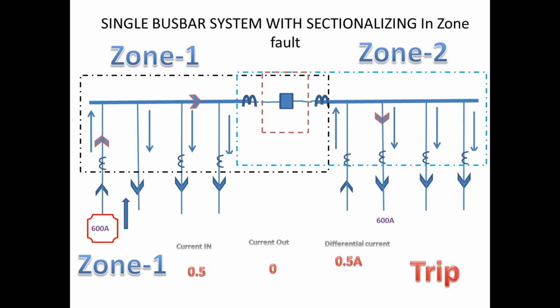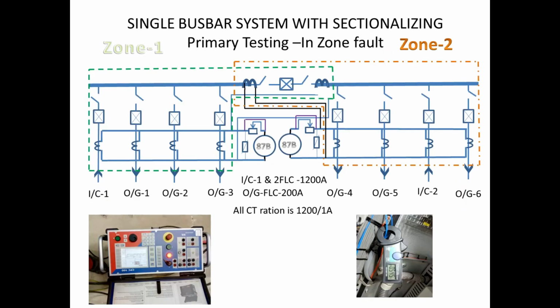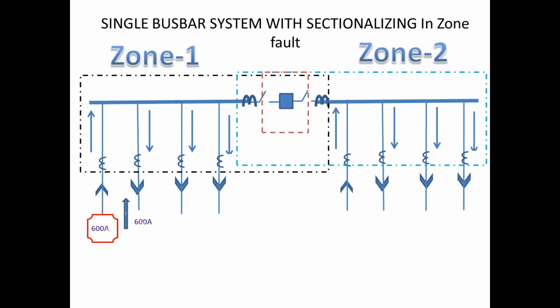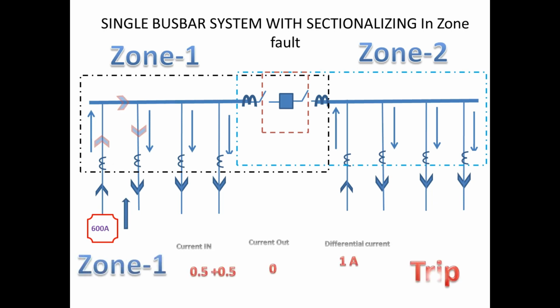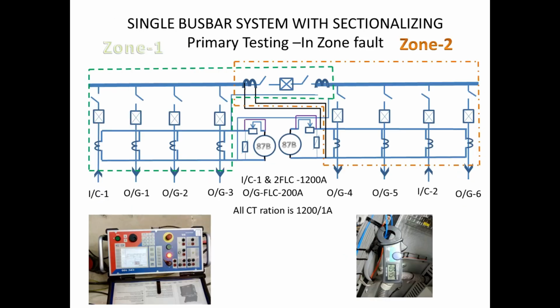Now we can check the polarity change method. Over incomer 1 I did not make any changes, but for outgoing 1 I changed the polarity. So the secondary considered both as current in, so there is no current out. Due to this, both currents get added according to the CT ratio. Both CTs produce 0.5 amps, so the relay gets 1 amp and it will give trip. Same way we have to check for all outgoing.